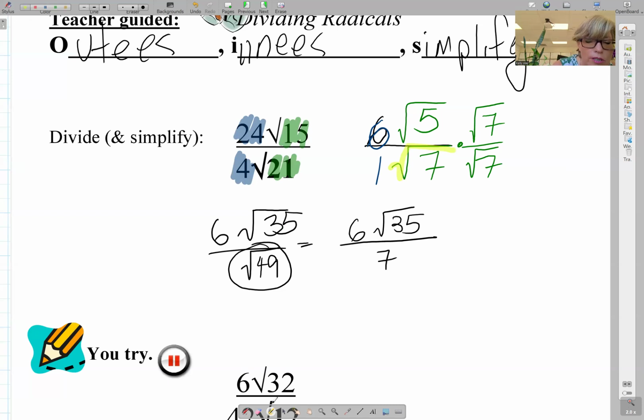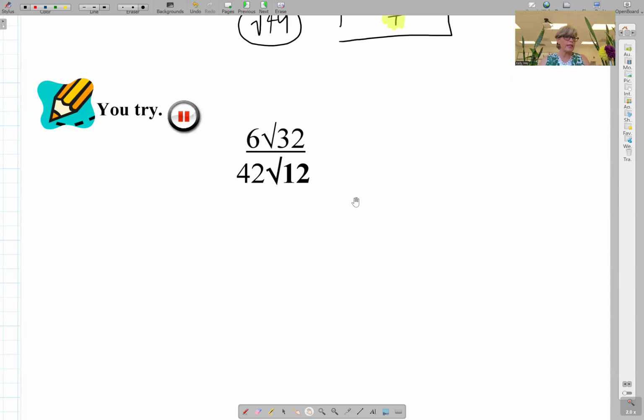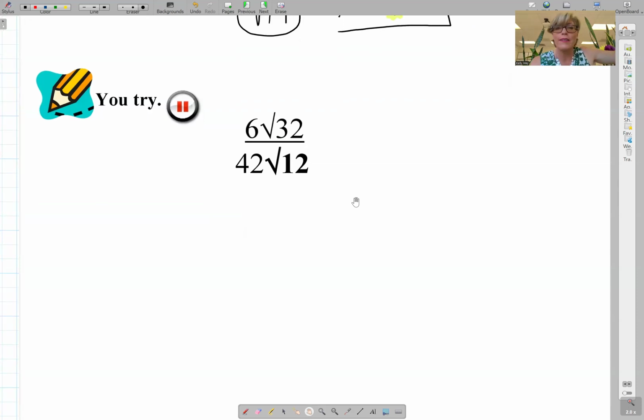Last thing is you check to see if you can simplify the outies. Again, 6 and 7, you can't, you're done. You check here to see if there's any dates that can come out. All right, and we have 5 and 7. There's no dates there that you can bring out. So your final answer is 6 root 35 over 7. Outies, innies, simplify.